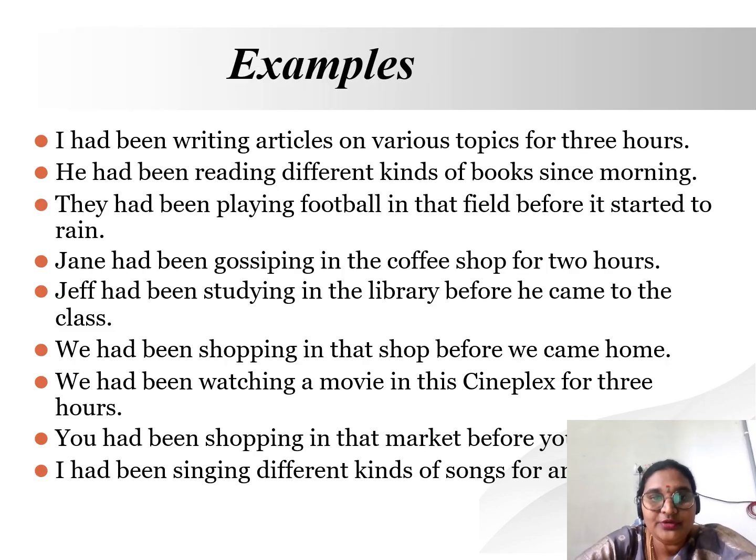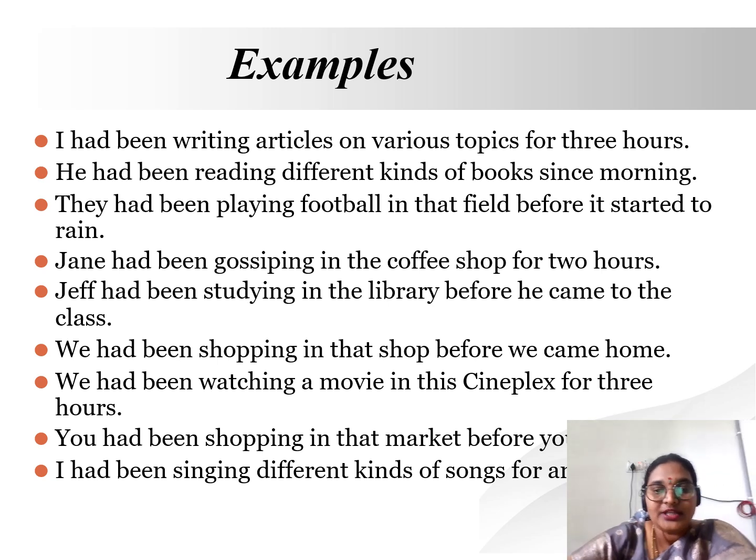So if you can see the examples over here, I had been writing articles on various topics for 3 hours. So here we have taken had plus been in this particular sentence, because this sentence is representing that myself, I had been writing articles on various topics for 3 hours, and the action started in the past and it continued for 3 hours in the past as well, it ended in the past. So to express about these kind of scenarios, we can take the help of this past perfect continuous tense.